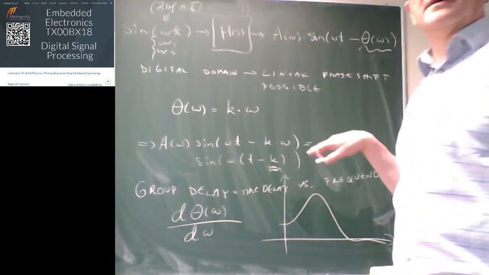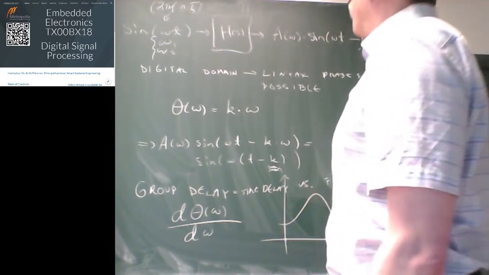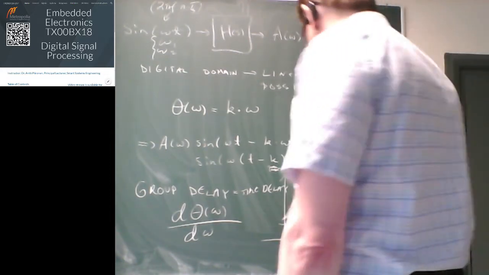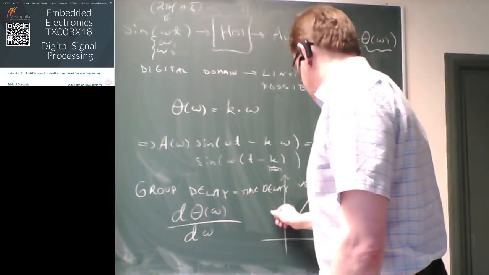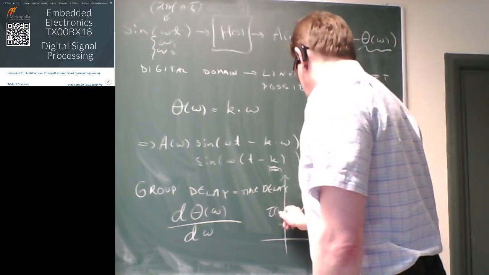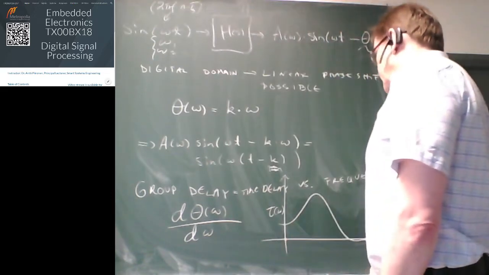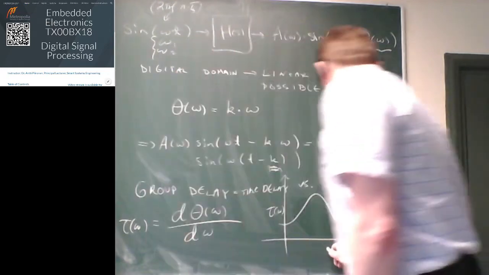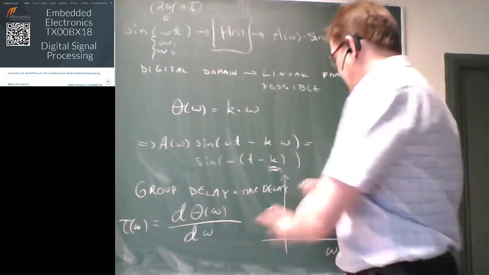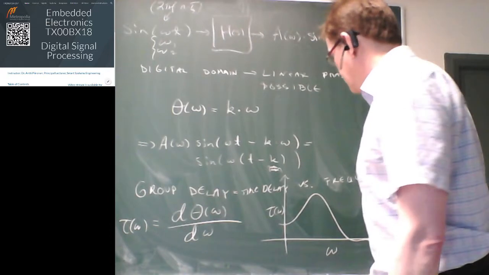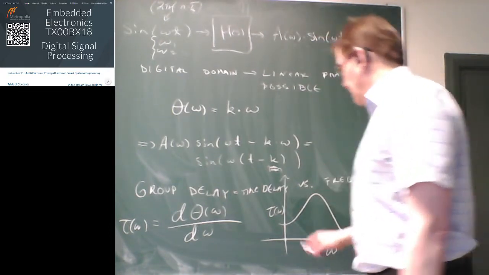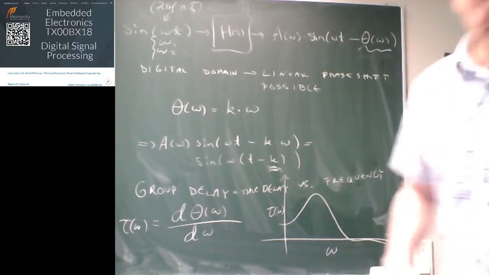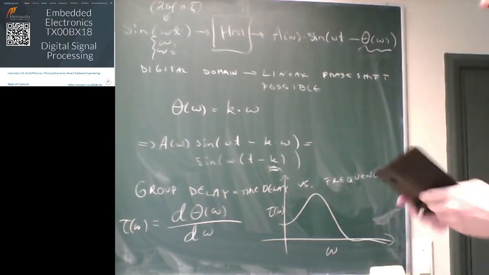If this phase shift is nonlinear, then also that would be nonlinear. But anyways, that's the group delay as a function of omega. Good. And this is directly the time delay of different frequencies on the system. All right.